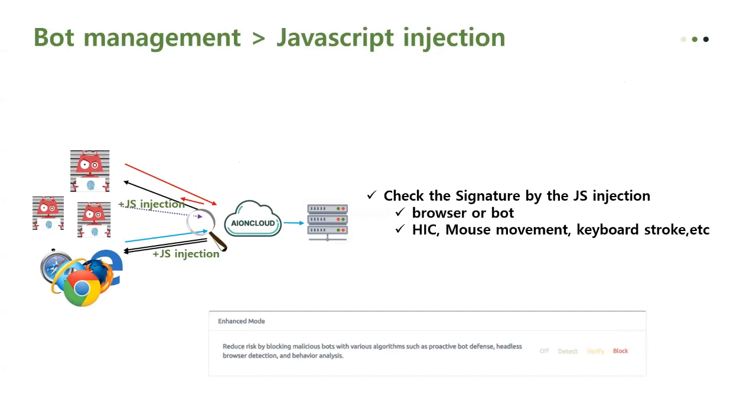And also we provide the advanced bot management function by injecting a small JavaScript in the response body. Once the JavaScript has been injected, the client will interpret the JavaScript and respond accordingly. So with this information, Ion Cloud checks and verifies whether the client can understand JavaScript or not, and whether the client is bot or browser.